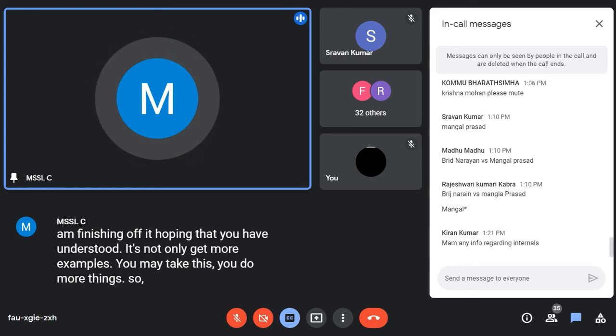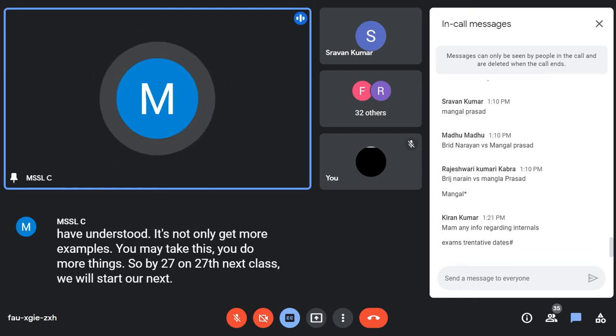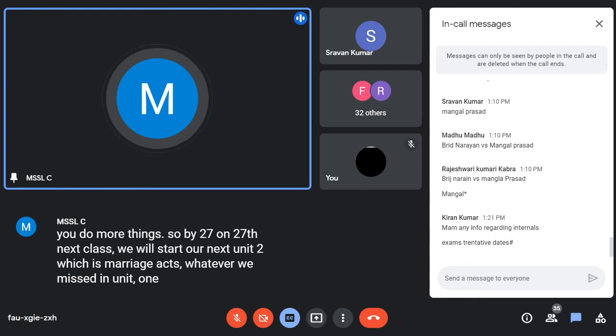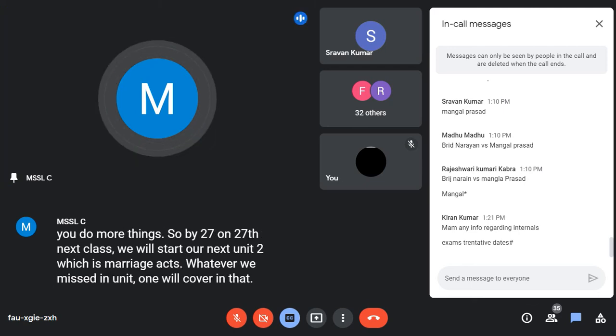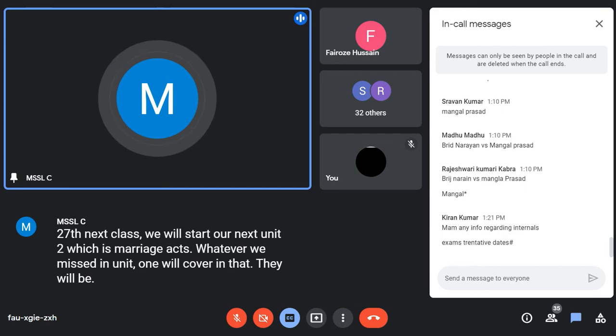So by 27th, on 27th next class, we will start our next unit 2, which is marriage acts. Whatever we missed in unit 1, we will cover in that. Because again, there will be definitions for each and every doubt.